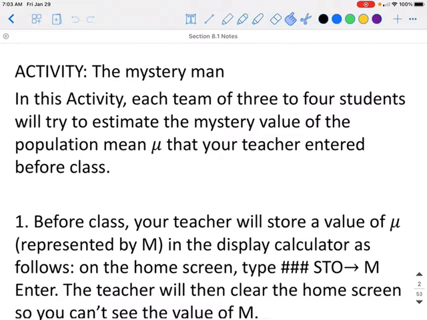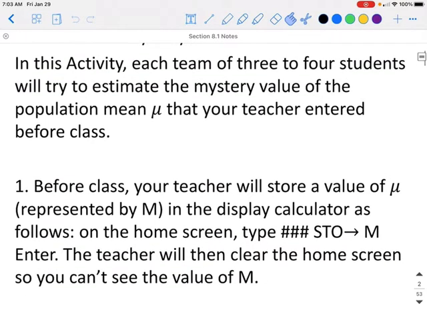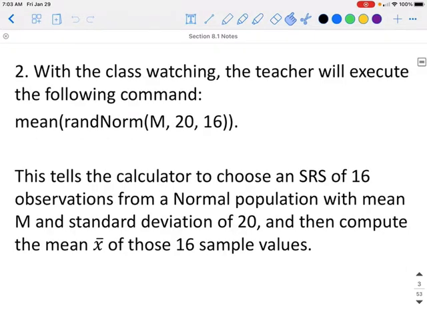So in this activity, I am supposed to come up with a number and store it into the calculator, and you are not allowed to know what this number is. And then you have to estimate what this number is based on the information. So I'm going to store the number, I'm going to clear the home screen, and then you're not going to know what that value is.